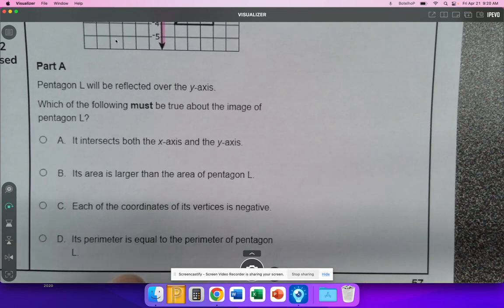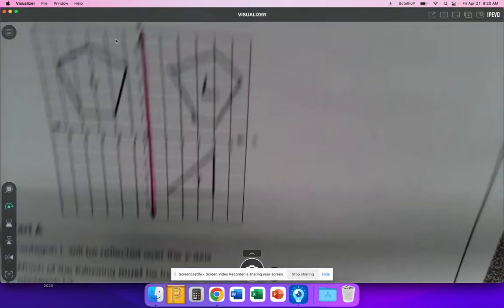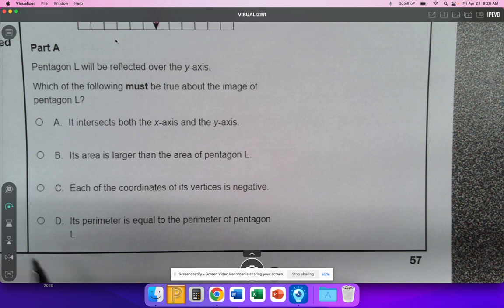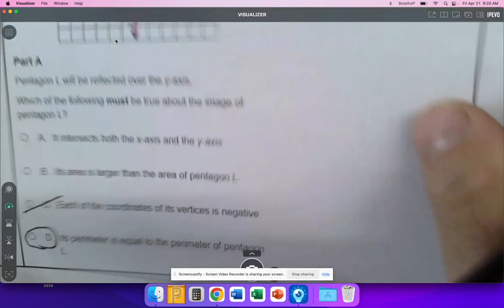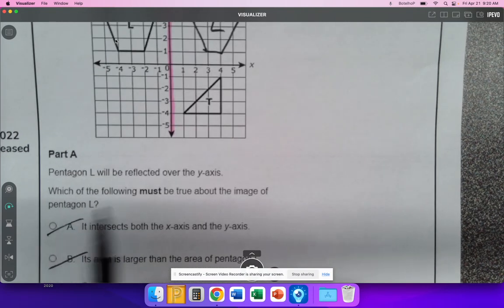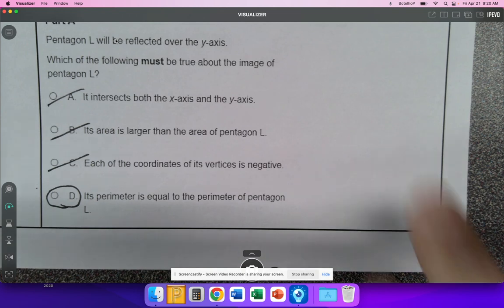But one thing that is true, because when I do a reflection, they're still going to be congruent, exactly the same. So the perimeter is equal to the perimeter of the new image. So the perimeter hasn't changed. That's kind of a tricky question. So it's not this one. The area doesn't change. It doesn't intersect any of the axes because you jumped over an axis. So the correct answer there is actually D. Staying along with that question.